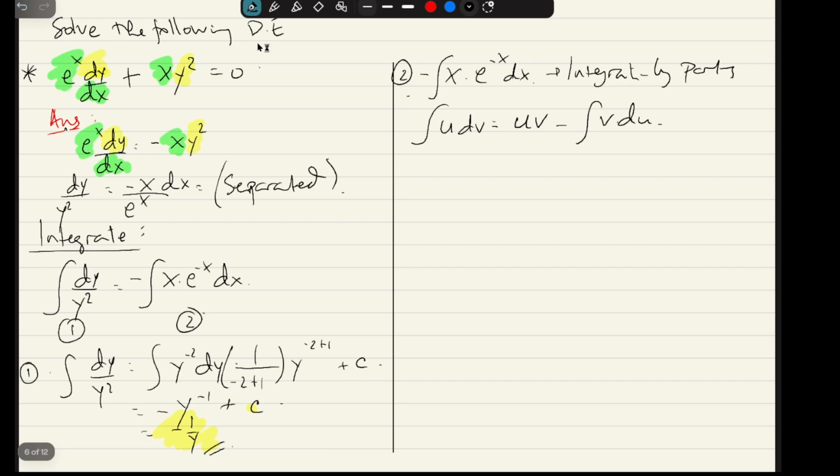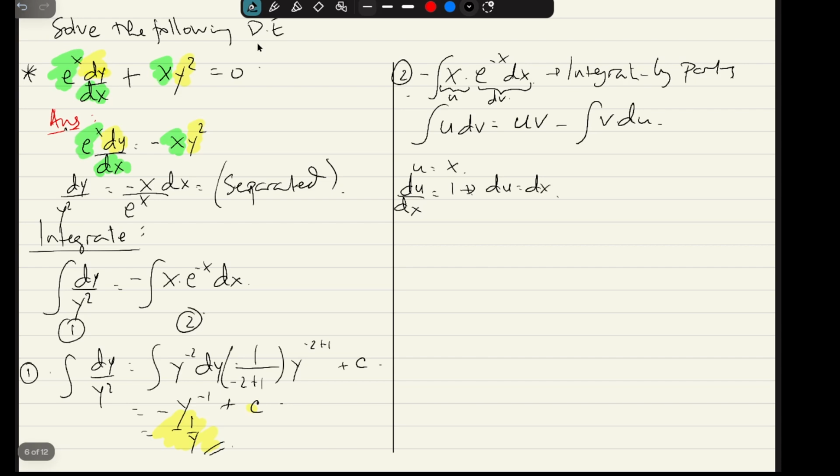Okay, so we could say this is our u, and then this whole thing is our dv. By principle, I choose u to be the one that is easy to differentiate. Okay? So we have u equals x, therefore du with respect to x is equal to 1, or du equals dx.